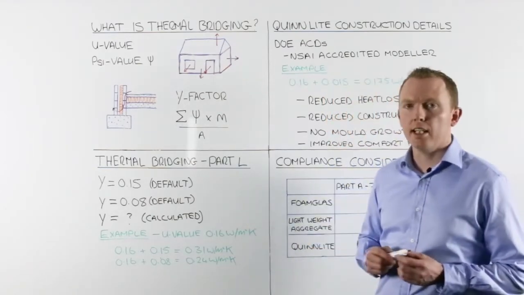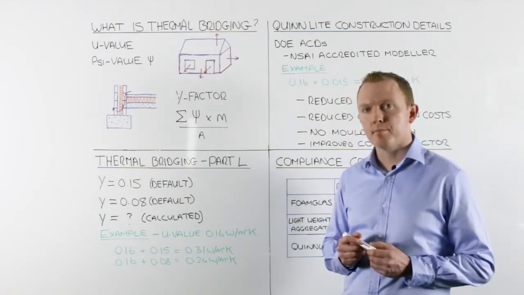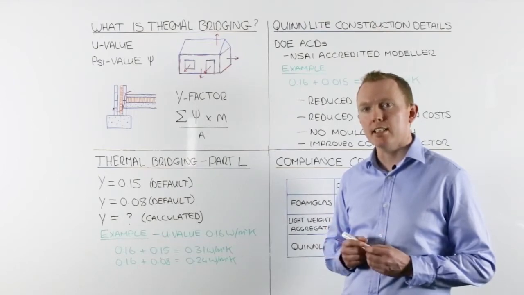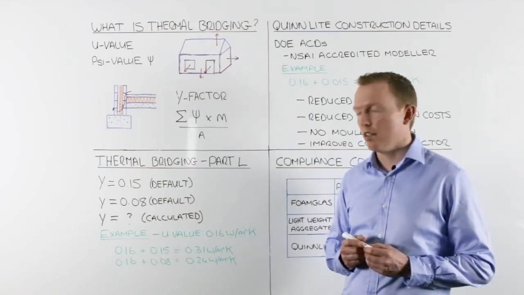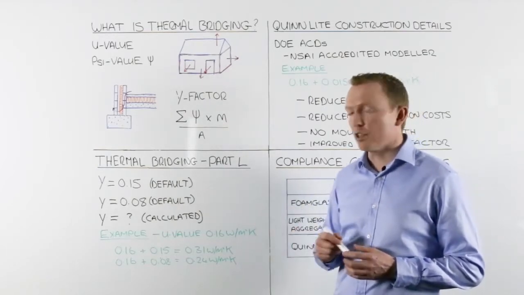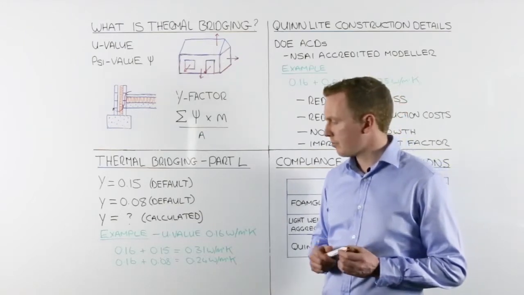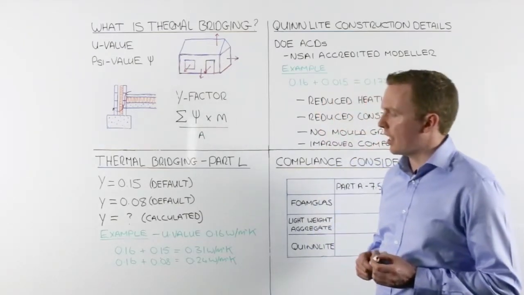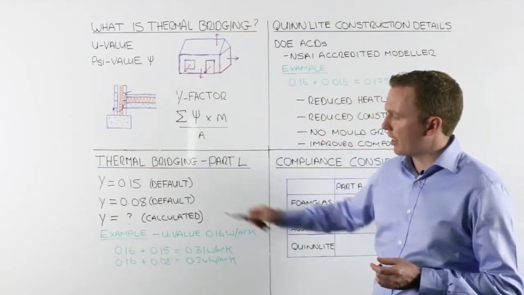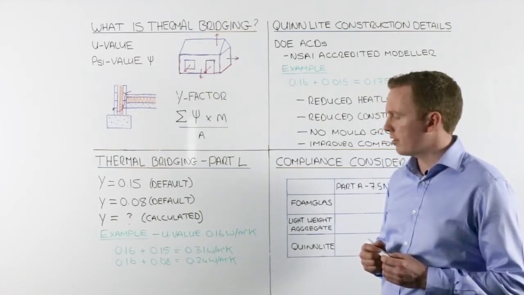The second option then is to use a Y factor of 0.08. We can use this Y factor if we use the DOE acceptable construction details. And whilst 0.08 is a lot better than 0.15, it still can be improved upon. So if we look at an example then, how these Y factors affect the heat loss within the DEEP software.